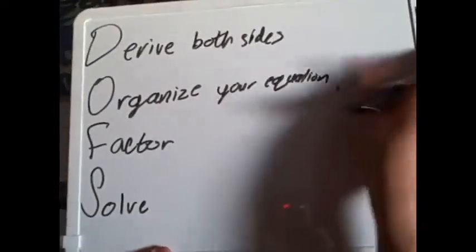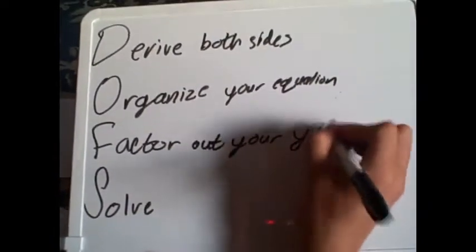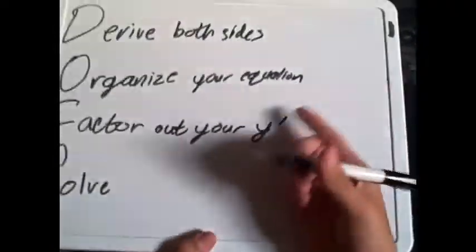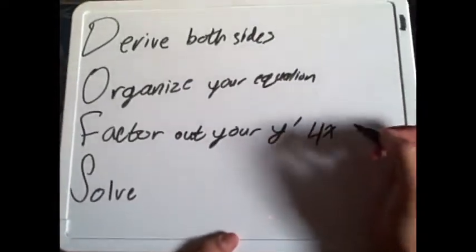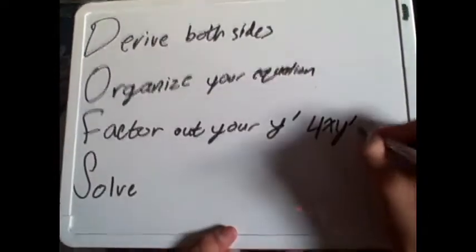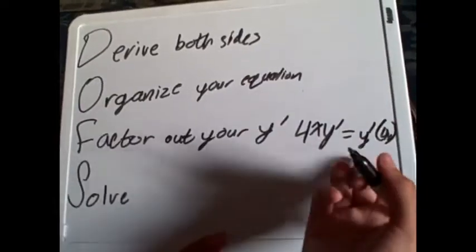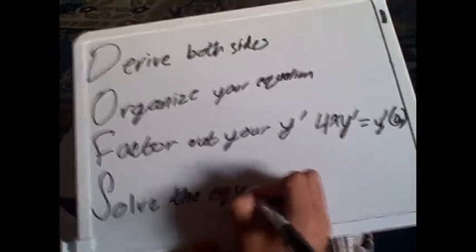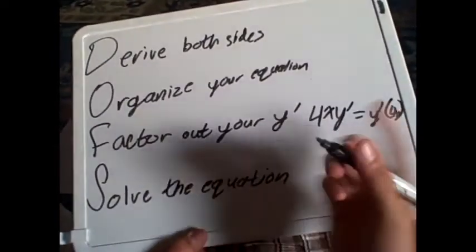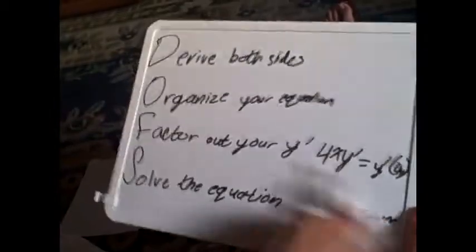Alright. Okay. So F, factor. Factor out your y prime, because most likely your y prime will not be alone. It would be with an x or another number. So what you're going to do is just factor out the y prime. Like this, for example, 4x y prime, you will have y prime times 4x. Then you solve the equation. So you solve for y prime, and there we go. That's DOFS. Alright, so let's get into some problems.